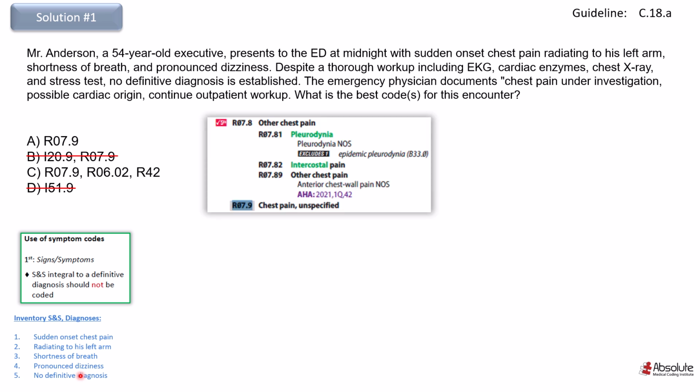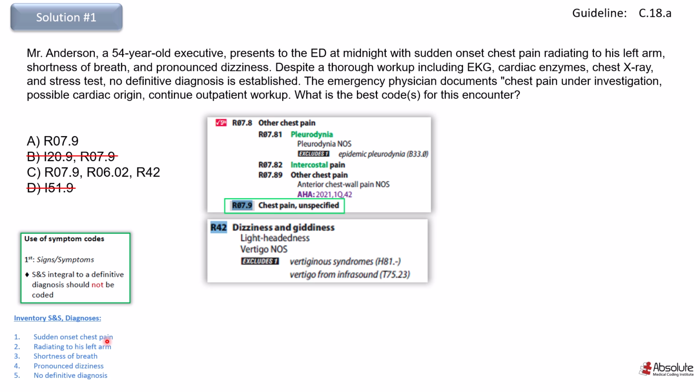So we have R07.9, which is chest pain unspecified, which we do have here. So we are going to keep that code. And we also have R42, which is dizziness and giddiness. And we have pronounced dizziness listed on our inventory list. So we will keep that as well.